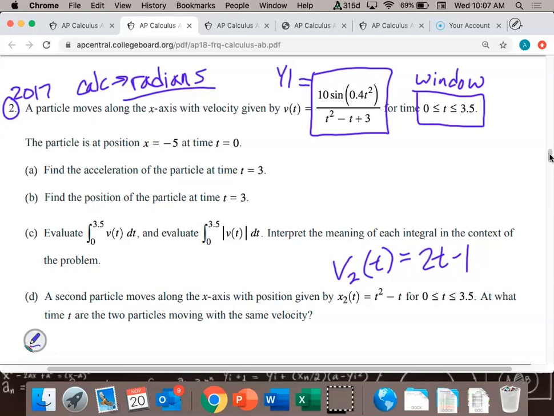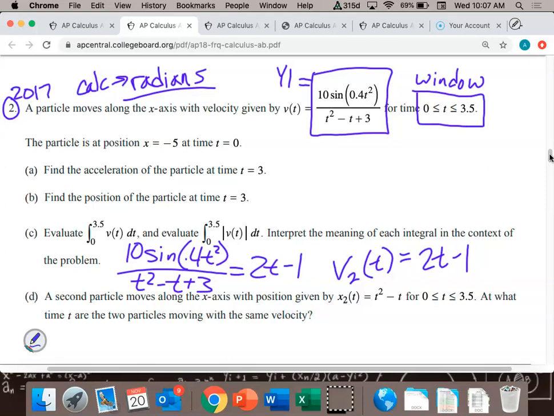Just so you know, whenever you solve an equation on your calculator, you have to write the equation you're solving and then write the answer. If you just write the answer, you won't get credit. So you write the equation: 10 sine 0.4 t squared over t squared minus t plus 3 equals 2t minus 1. So velocity of this particle equals the velocity of this particle.